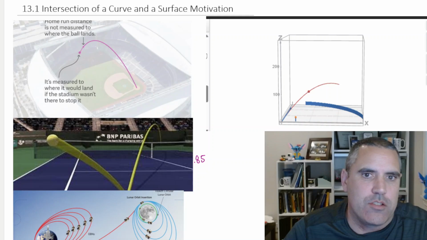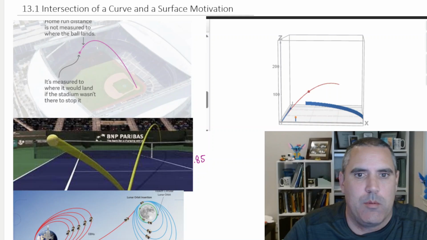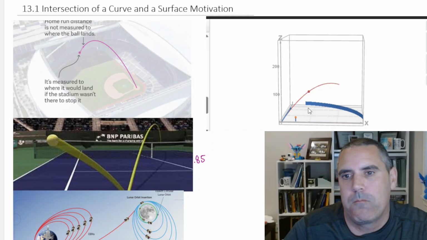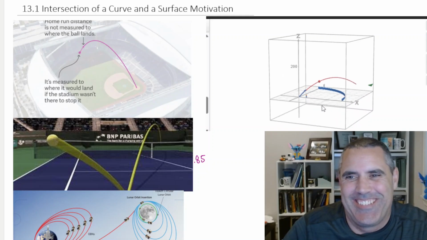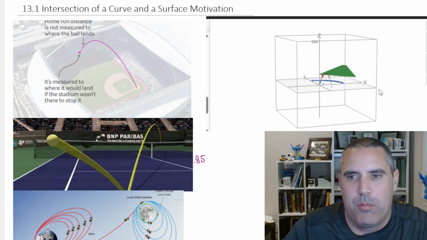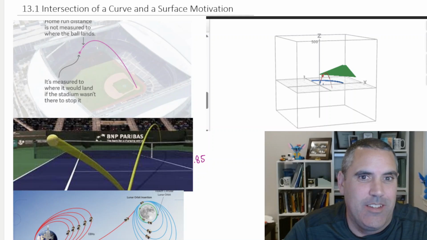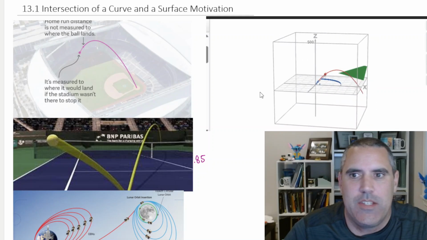Those are intersection of curve questions, just grabbing ones that some of us may know or have encountered. And then you may say, no, I don't want to just hit a home run. I want to hit to the upper deck. Well, the upper deck might be some sort of plane. How am I going to hit to the upper deck? Well, I might have to increase my angle, increase that exit velo.